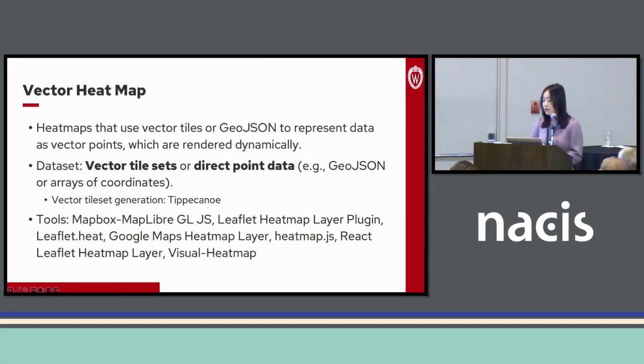The first type is vector heat maps, and these use a vector tileset or GeoJSON to represent data as dynamic vector points. Basically, they take data sets like vector tilesets or points data, such as GeoJSON or arrays of coordinates, and render them in real time. A common tool for generating vector tilesets is Tippecanoe. Some tools I found for working with vector heat maps include MapboxGL, Leaflet Heat, Google Maps Heatmap Layer, Heatmap JSON, etc.